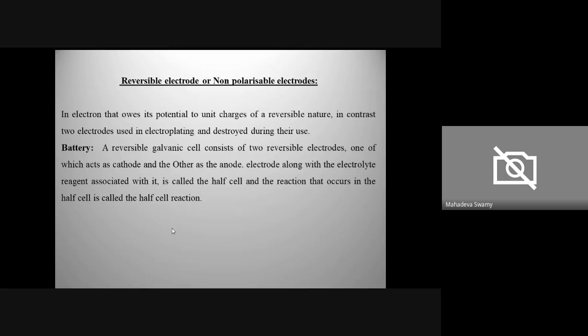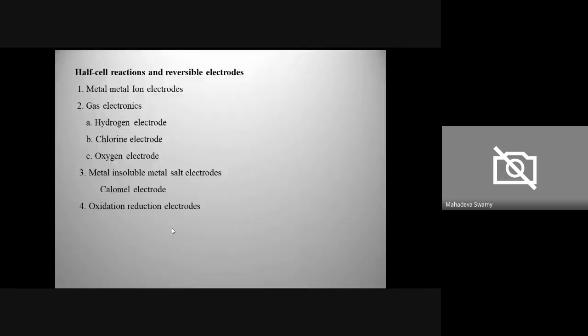A reversible electrode. What is that reversible? Where we are using this reversible electrode? If the electrode is reversible, what happens? We will not destroy that electrode again and again. We can use the same electrode for further application or further utilization. What are the types of electrodes there are?